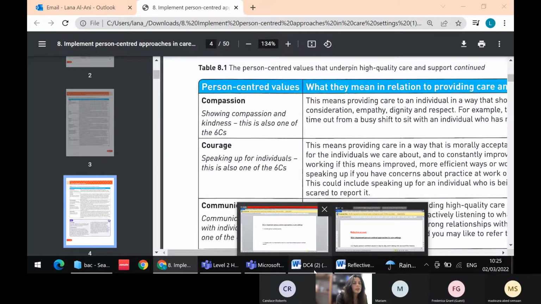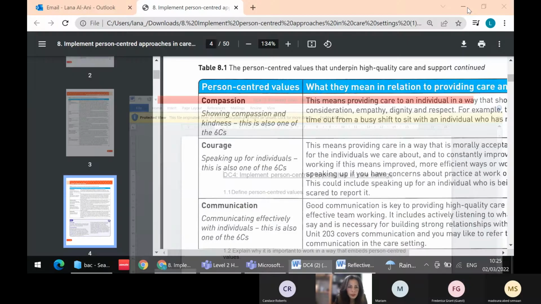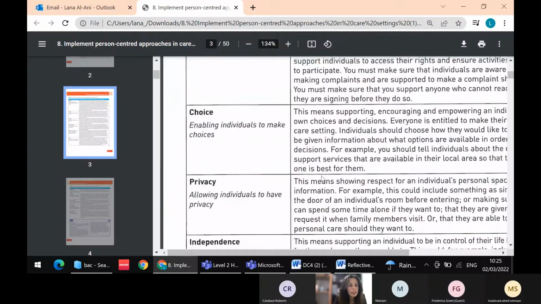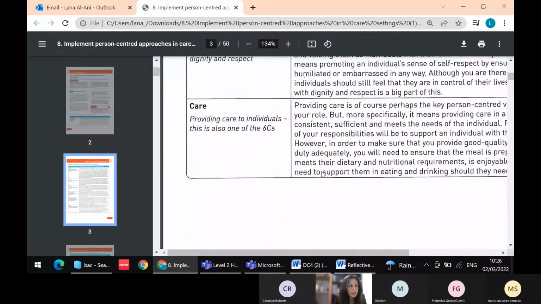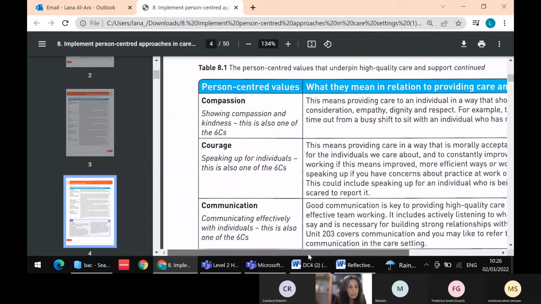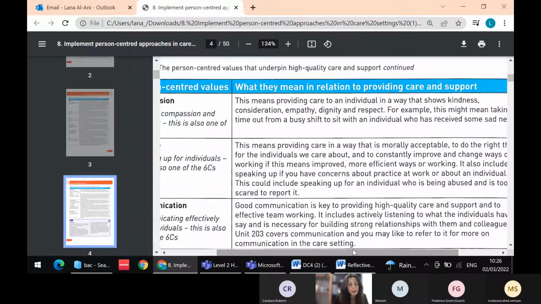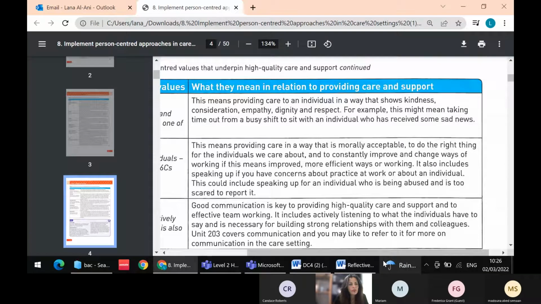Yeah, so let us go back to the question. When it says define person-centered values, what are the values? These are the values. First of all, as you see here, the person-centered values. We've spoken about individuality, rights, choice, privacy, independence, dignity and respect, care. You need to put them down and also explain what they are. You can't just say compassion. What is compassion all about when it comes to person-centered values? Okay, so you need to understand. Perfect, thank you. So when it comes to compassion, do you understand what it means when it comes to person-centered values?